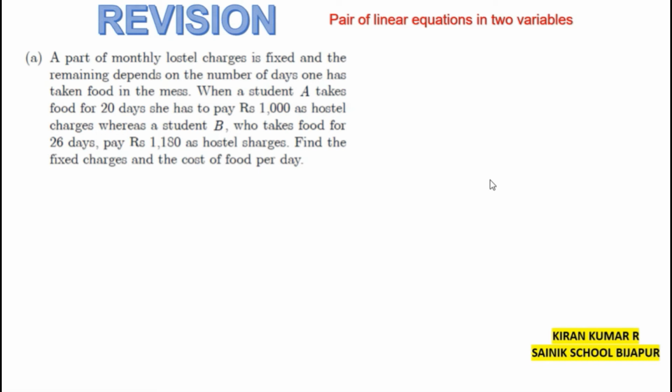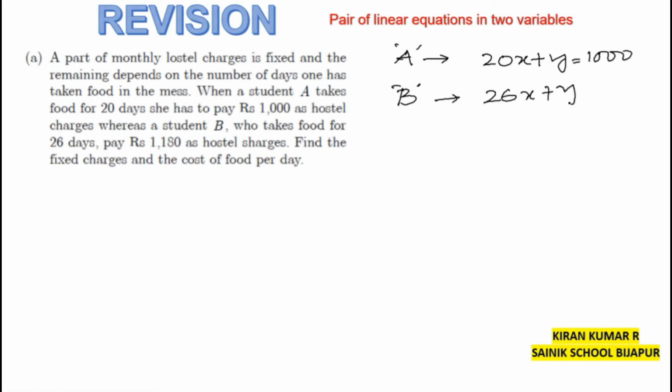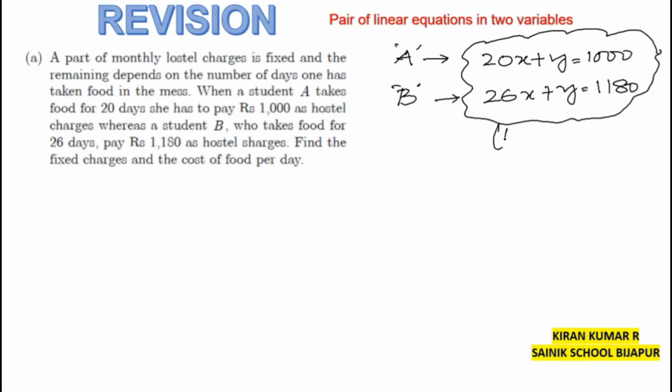There are 2 students here, student A and student B. For student A, 20 days food charge plus the fixed monthly charge will be 1000. For student B, 26 days food charge plus monthly fixed charge Y, which is 1180. Now these are the 2 equations. I want you to solve and find the value of X and Y.